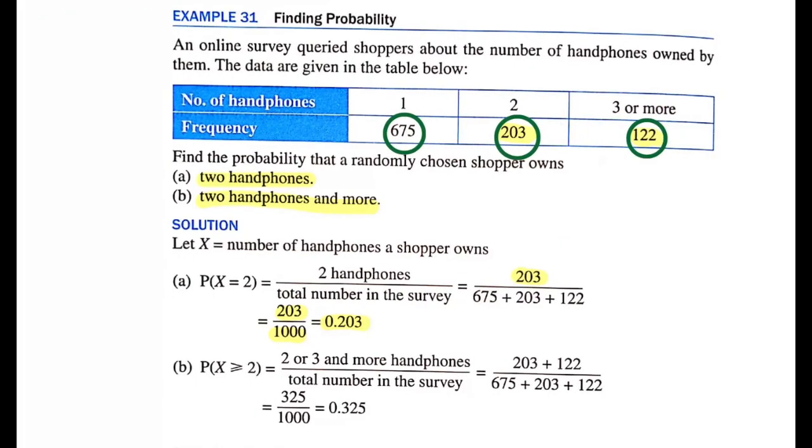0.203. The second question asks us about 2 handphones and more. For 2 handphones and more, we just add up these 2 numbers here, which is 203 plus 122, and divide by the total number, which is 1000 here. So our answer is 0.325.